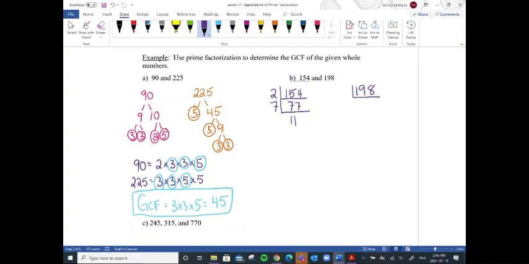Now 198, also even, so I'm going to default and use 2 here. So 198 divided by 2 gives me 99. Okay. And I would love to use 9 here, just like I used 7 for 77, but 9 isn't prime, so we can't use 9. What we can use is a 3. And that will give me 33. And then again, 33, we can take another 3. And 33 divided by 3 would be 11.